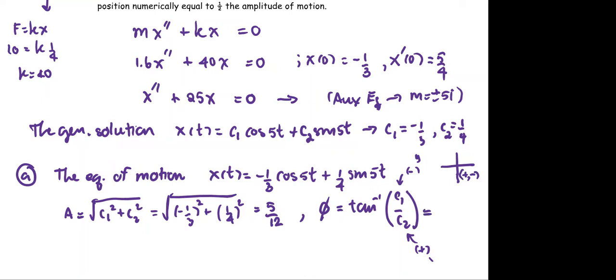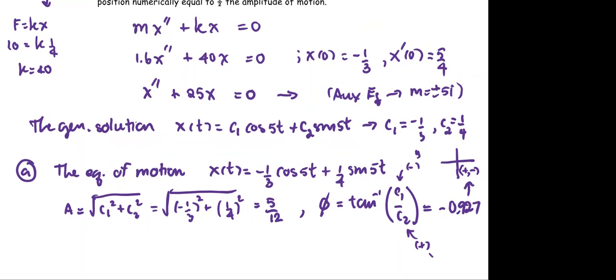Use the calculator. It will give you negative 0.927, which is already in quadrant 4, so we don't have to adjust or modify anything. It's already in quadrant number 4. So there are some sensitive things within the problem. That's what I'm trying to warn you about.